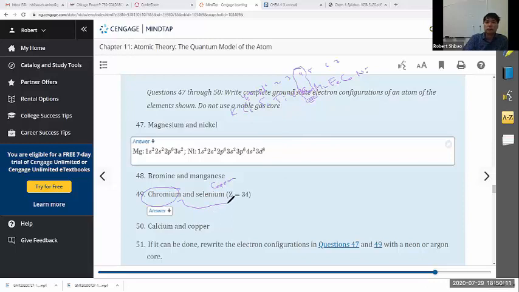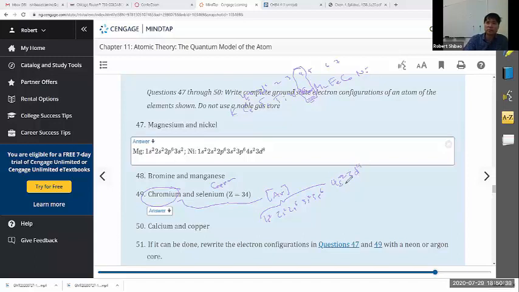So for chromium, what we predict is, if we could use argon, can we use that? No, we can't use the noble gas core. I would like to use argon, but I can't. So I have to fill up the first three shells. 1s2, 2s2, 2p6, 3s2, 3p6. That would be argon right here. And then we go to 4s2, 3d4.